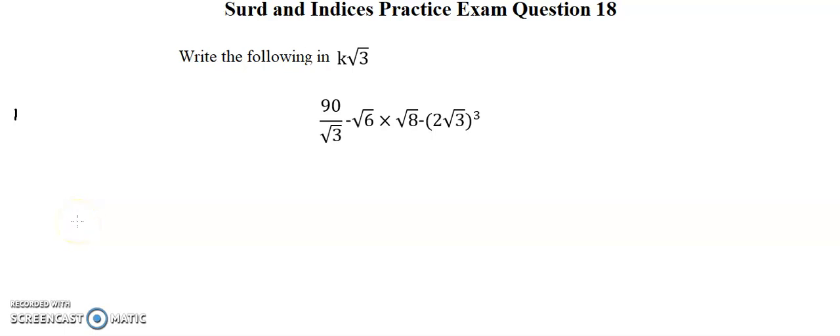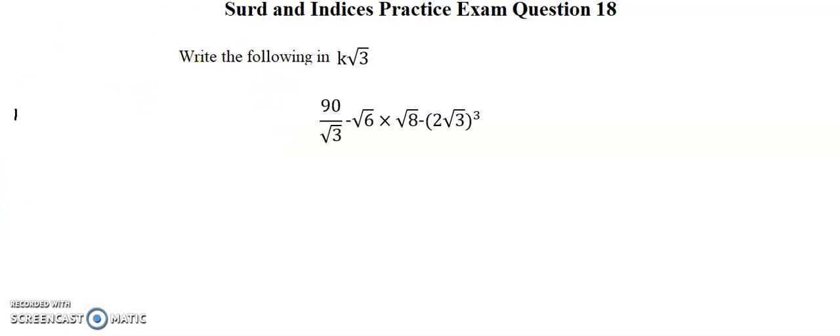Insert an indices practice exam question 18. Write the following in k square root 3 form. So we've got 90 divided by square root 3, take away square root 6 times square root 8, minus 2 square root 3 to the power of 3.